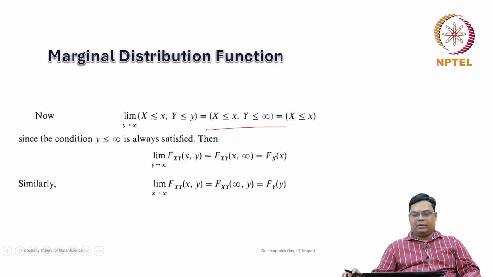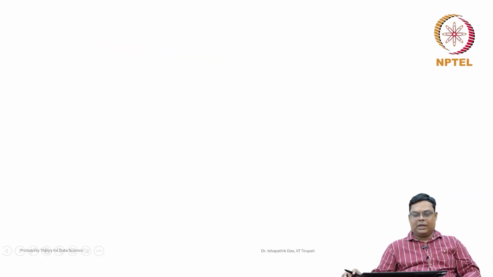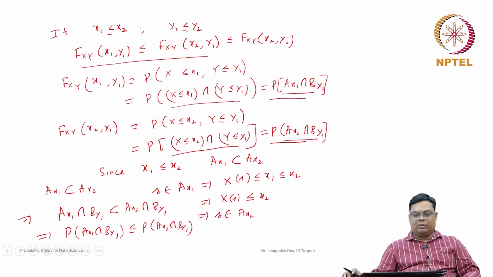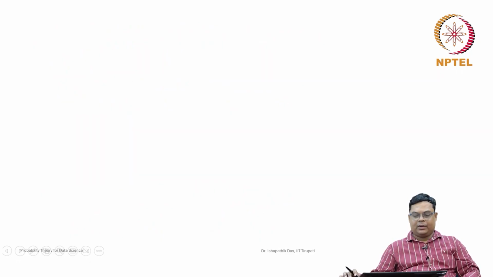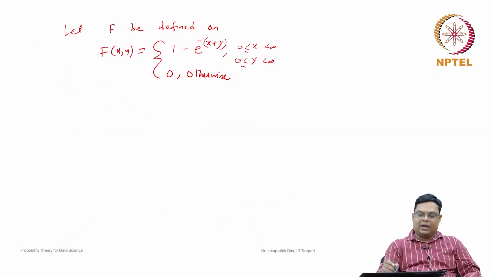How can we check this? We have to see the properties. So, what are the properties? You can see that it is always between 0 and 1. All those properties you have to check. So, let us see that. Whenever x is between 0 and infinity and y is between 0 and infinity, this is equal to e to the power of minus (x plus y). Here, e to the power of minus (x plus y) is always less than or equal to 1. That is why this is always between 0 and 1.